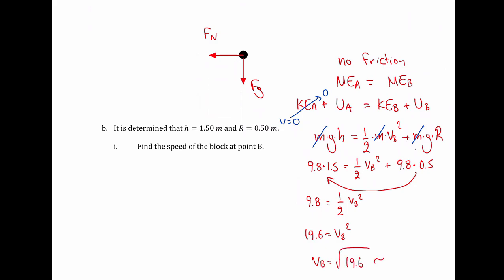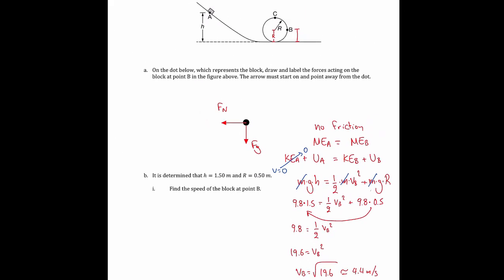This is approximately 4.4 meters per second, and this is the speed at point B. Obviously the velocity is upward, so we can consider it positive.